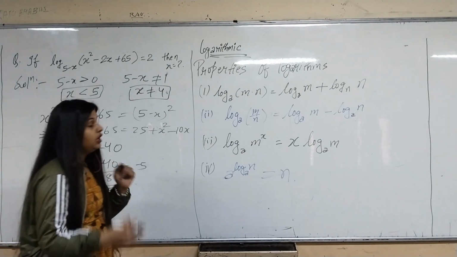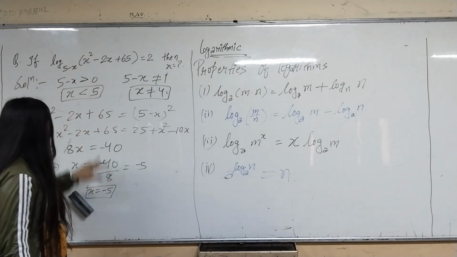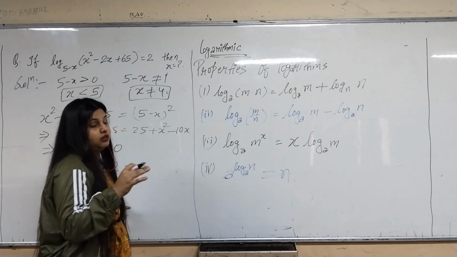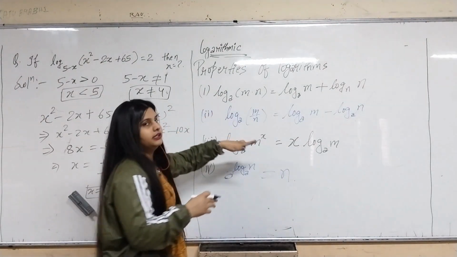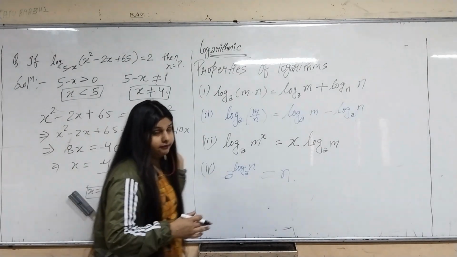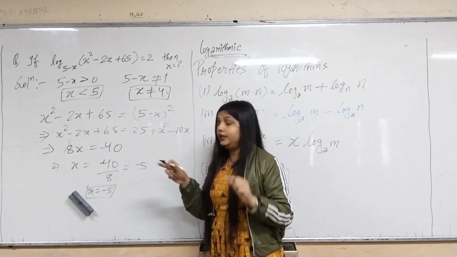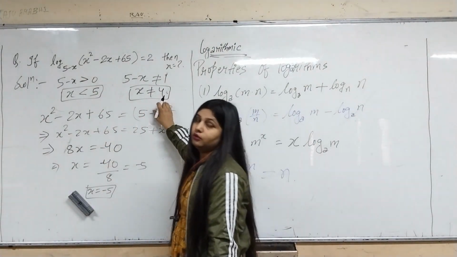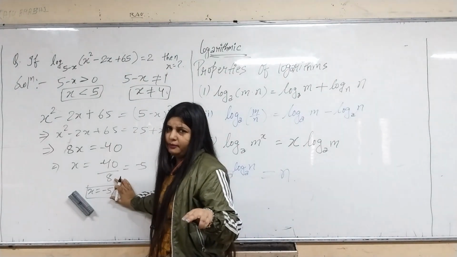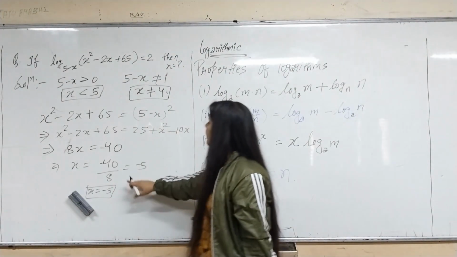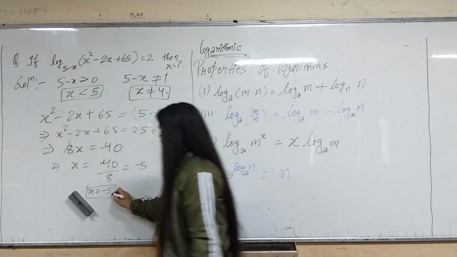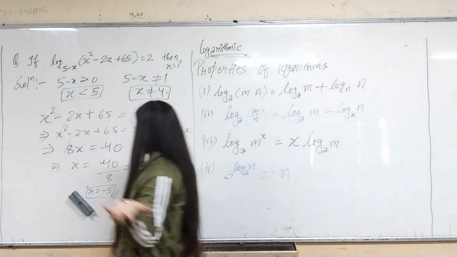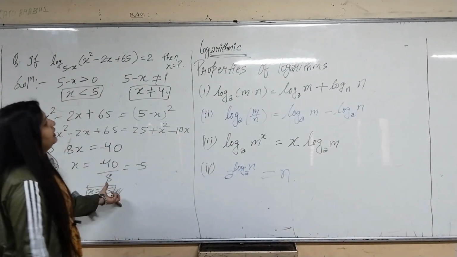But we have two conditions, so we need to check x equals minus 5. x should be less than 5. Is minus 5 less than 5? 5 is on the right hand side and minus 5 on the left hand side of the number line, so of course minus 5 is less than 5. And x should not equal 4. Is minus 5 equal to 4? No. So this follows our conditions, and x equals minus 5 is our answer.